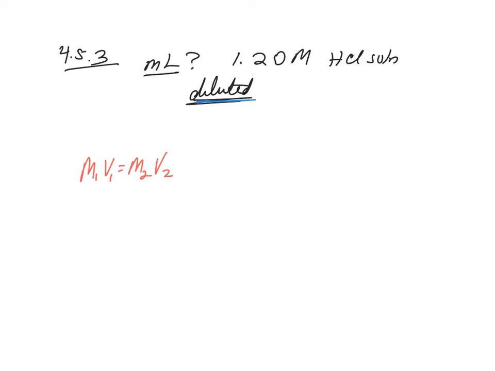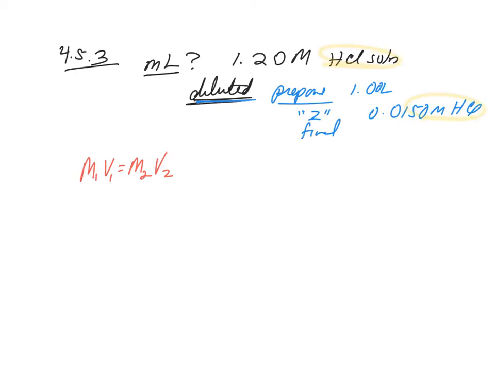Let's go on. Diluted in order to prepare, so this is the 2 situation, this is your final, a 1.00 liter solution of 0.0150 molar HCl. Do you see how you saw HCl twice? So you see HCl here and HCl there. So if you didn't have the keyword diluted, that is another way to know you're going to have to use this formula.